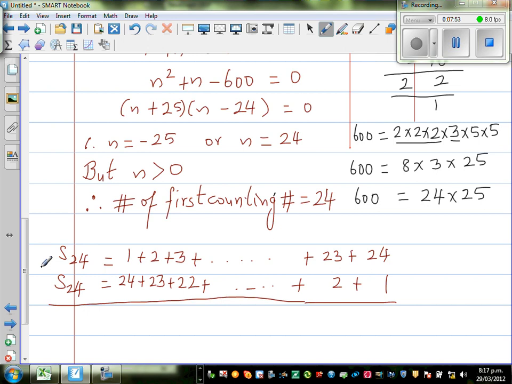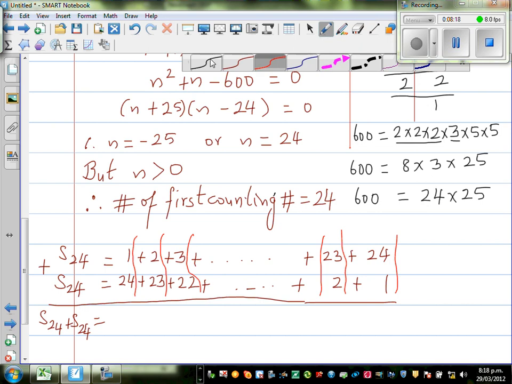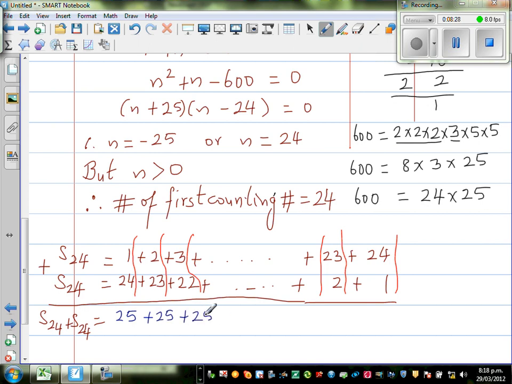So what will happen? If I add them, this is S24 plus S24. I want you to see a pattern here. Can you see, if you add these two, what are you seeing? Can you see groups of 25? Let me use a different color. So this is 25 plus 25 plus 25 plus, and this is the magic of maths. So this is 25 plus 25. So there are how many lots of 25?